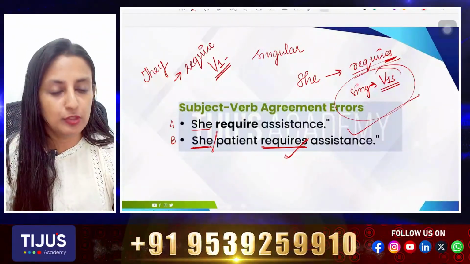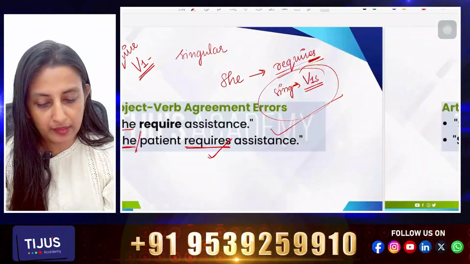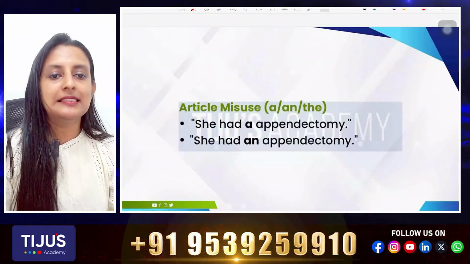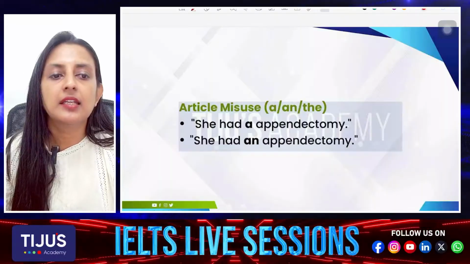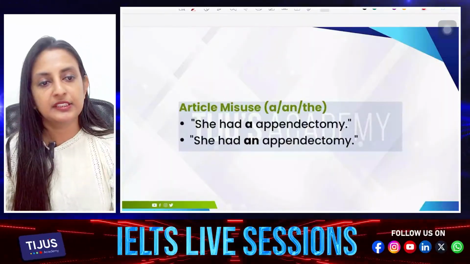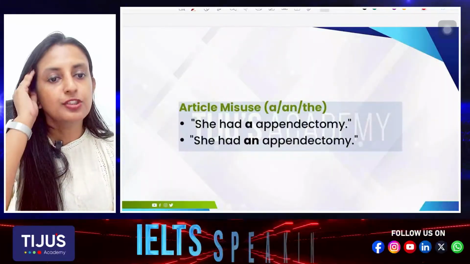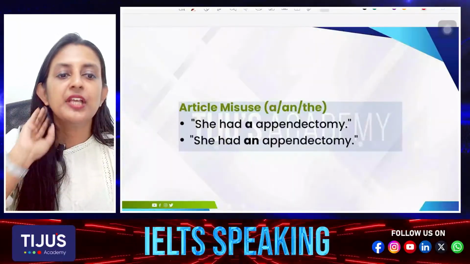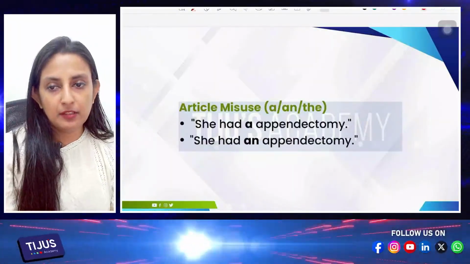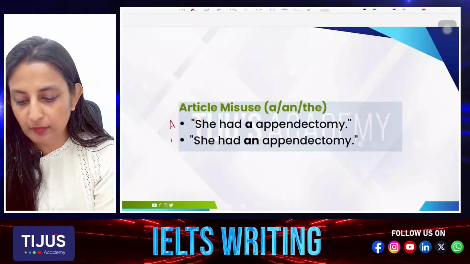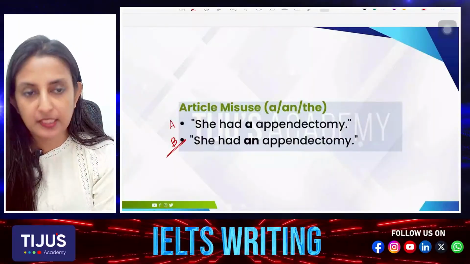Okay, moving on to the second one. അടുത്തതാണ് നമ്മുടെ സെക്കൻഡ് ക്വസ്റ്റ്യൻ. That is regarding the article misuse. Article misuse-നെ പറ്റിയുള്ള ഒരു സെൻറ്റൻസ് കൺസ്ട്രക്ഷൻ ആണ്. So she had an appendectomy. She had an appendectomy. So among the options A and B, what do you think will be the right option? എന്തായിരിക്കും നമുക്ക് റൈറ്റ് ആയിട്ടുള്ള ഓപ്ഷൻ?